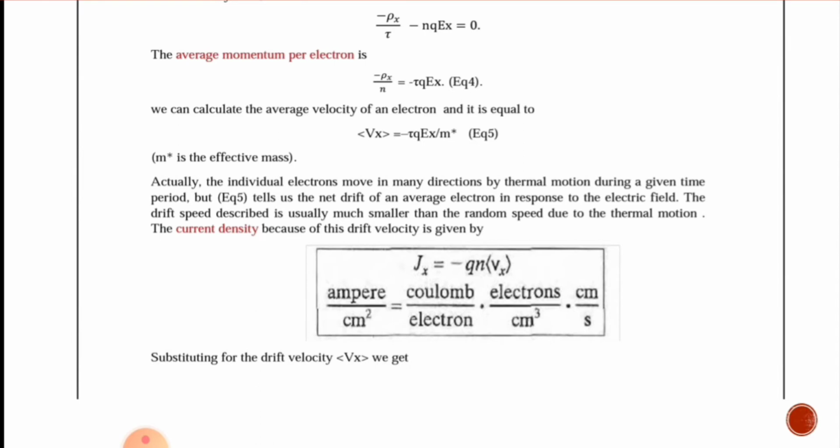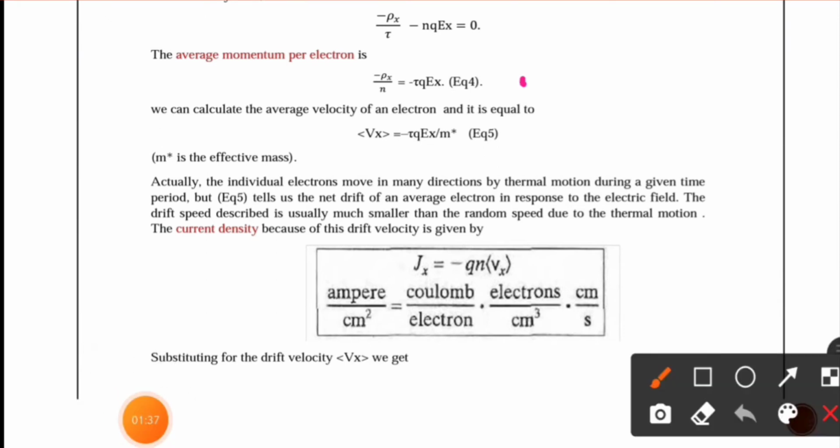Averaging a certain thing means dividing by the total number of things, right? So here we are averaging the electron momentum, so it will be px by n, n being the number of electrons. So the average momentum per electron is given by minus px by n is equal to minus tau into qEx. Write this equation in a book, and it will be clear step by step. So the average momentum, minus px by n, is equal to minus tau qEx.